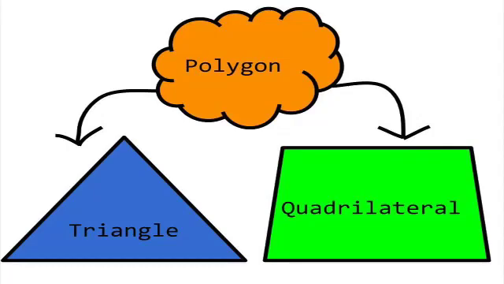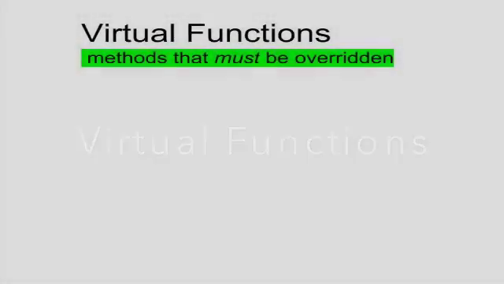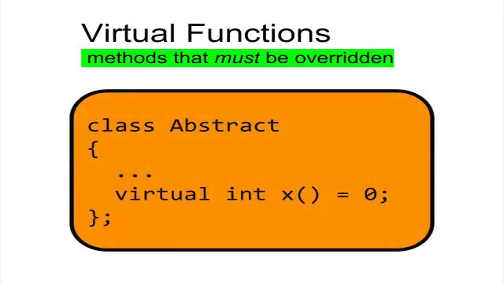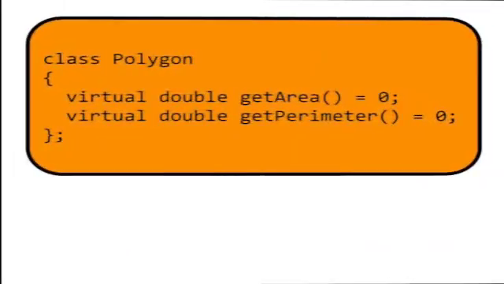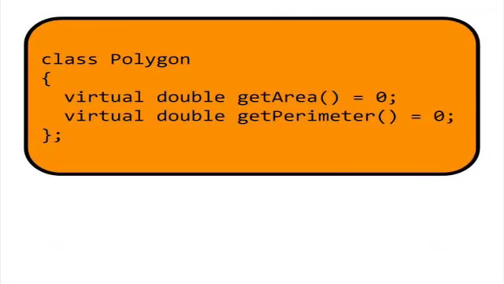In C++, an abstract class has at least one virtual function. A virtual function is a method in a base class that must be overridden by its derived classes. We declare the virtual function with the keyword virtual and set the function to equal 0. Let's give the polygon class two virtual functions, getArea and getPerimeter.